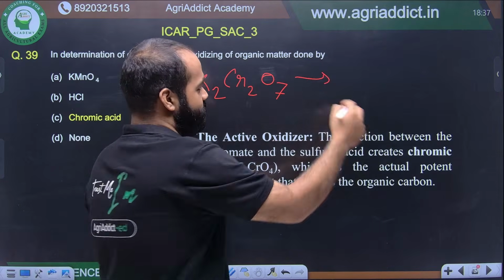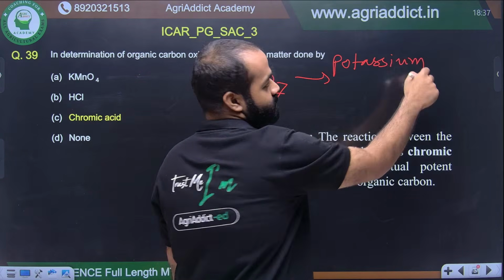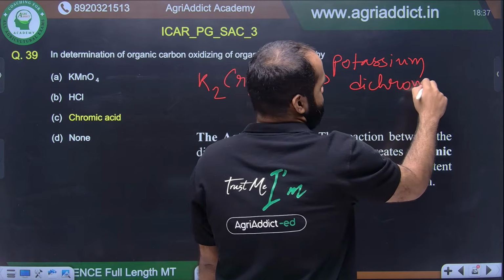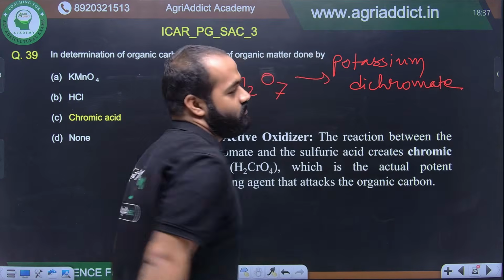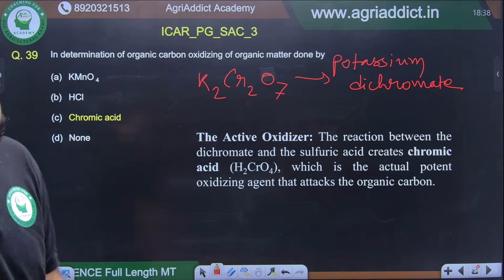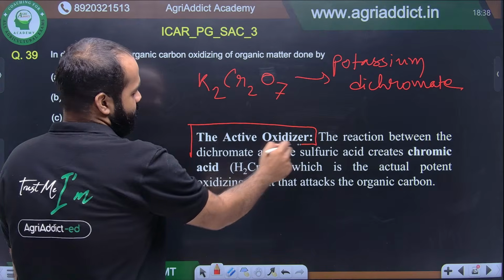What is the name of K2Cr2O7? It is potassium... कोई नहीं, तुम लोगों को लिखने में टाइम लगेगा. It is potassium dichromate. So we put potassium dichromate. यहाँ पे ऑप्शन में बोल रहा है क्रोमिक एसिड. How is that possible? That is definitely possible because chromic acid is called the active oxidizer.